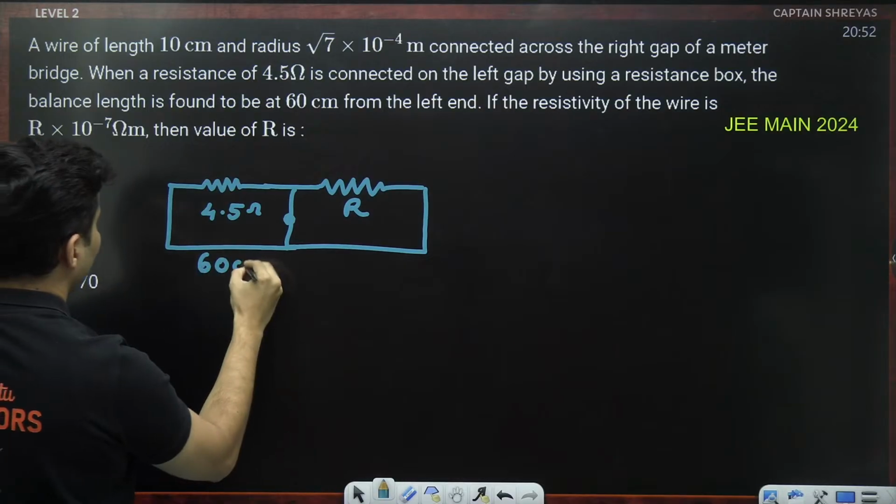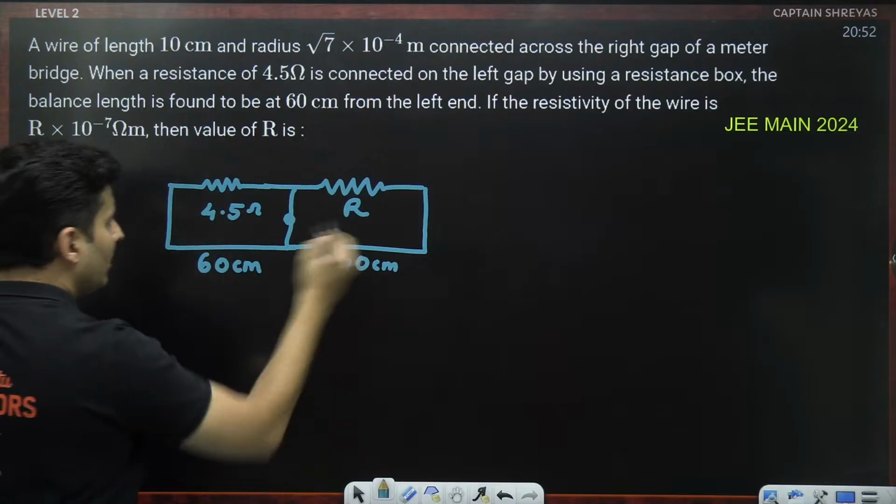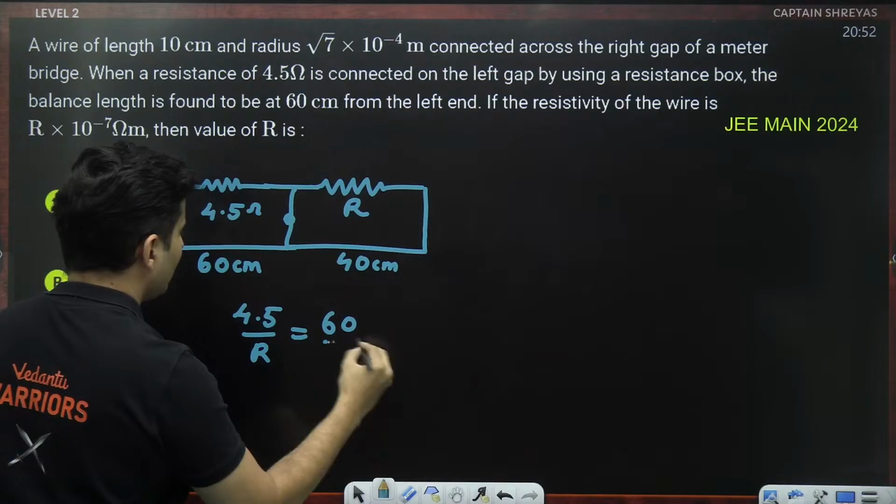Balancing length is 60 centimeters. Naturally, it's a meter bridge, so the remaining length will be 40 centimeters. Divide the ratio of the resistances. So 4.5 by R will be basically 60 by 40.